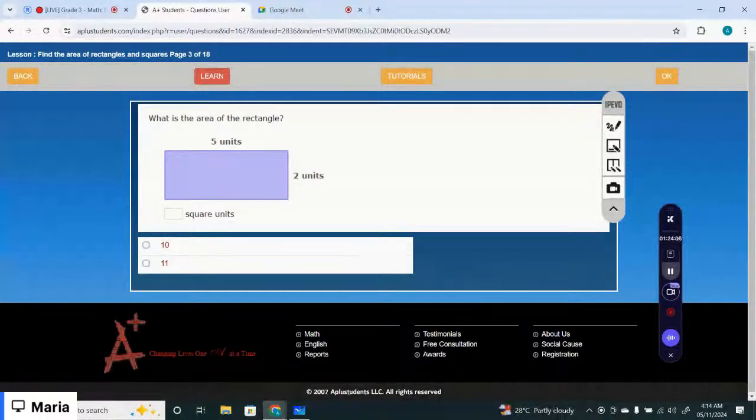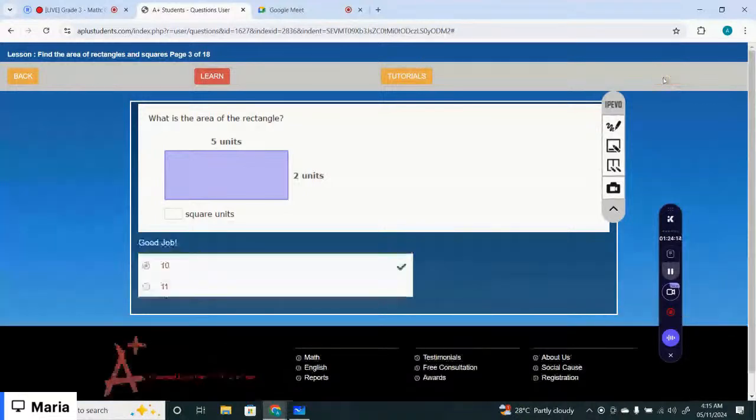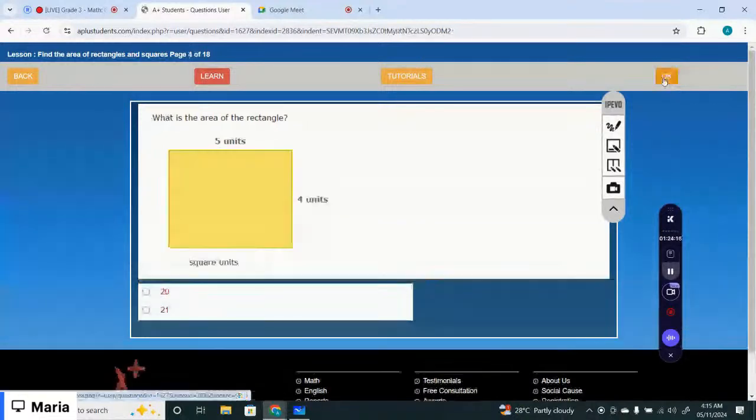The correct option is 2 times 5 is 10. Option number 1 is the correct option. What is the area of the rectangle? Which is the correct option?